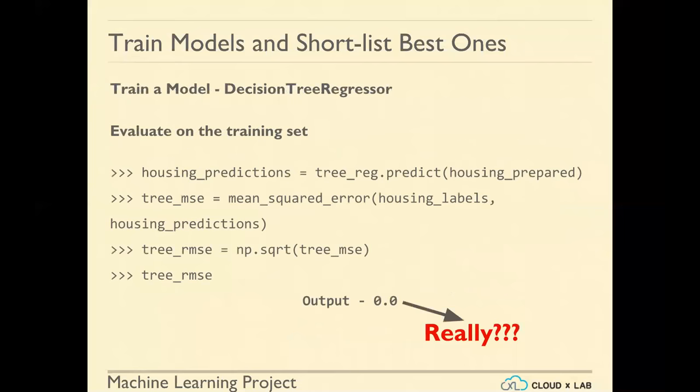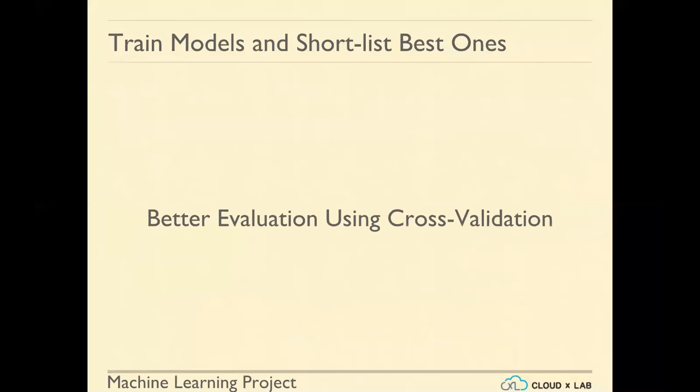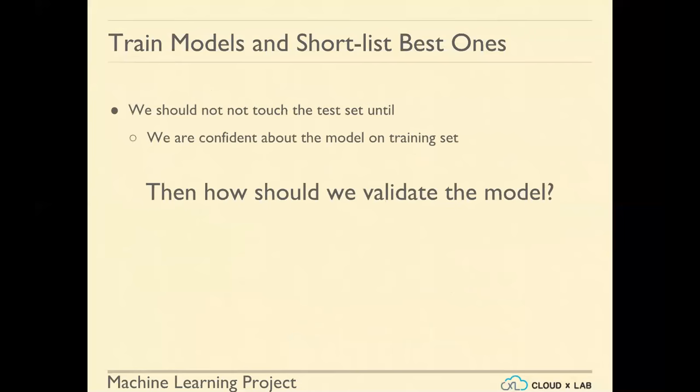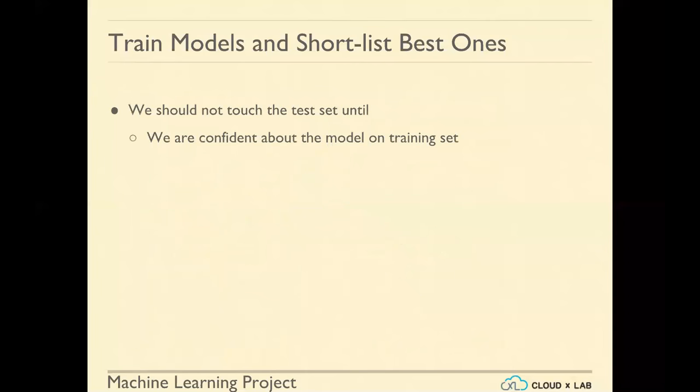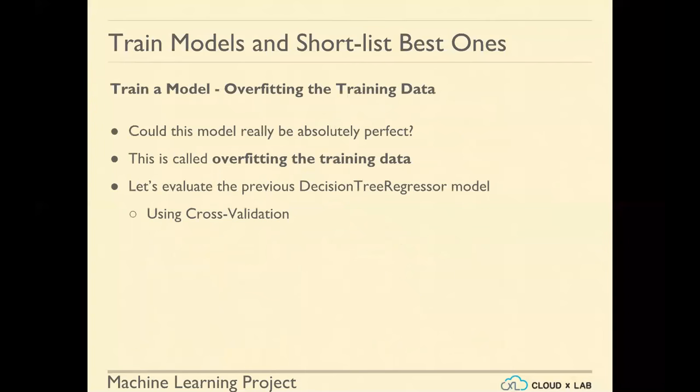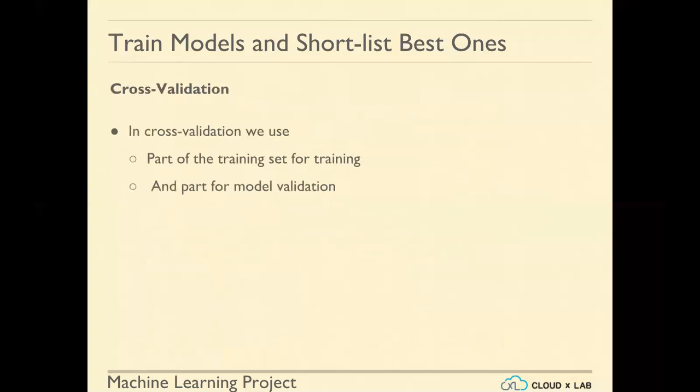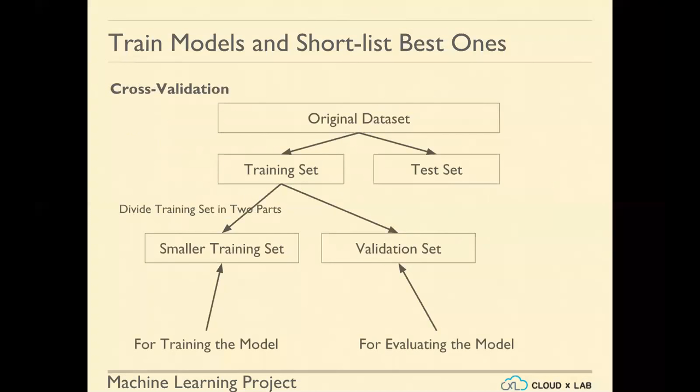Okay. So now, when you see this, what has happened is the algorithm has memorized everything. The decision tree algorithm memorized everything. That's why it gives 0 error. So what we do is we do the cross validation.